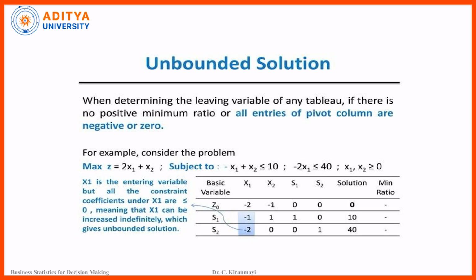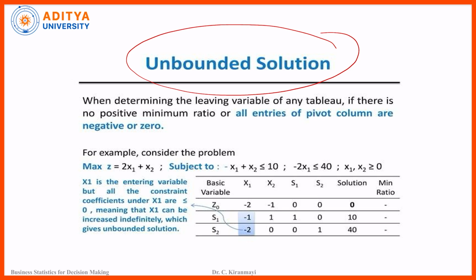And another special case is unbounded solution. When is the solution said to be unbounded? The solution is said to be unbounded if the objective function can be extended to the farthest point, to the infinite point, so that the solution exists somewhere at infinity. There is no boundary. The solution space extends to infinite space. Such a kind of solution is said to be an unbounded solution.